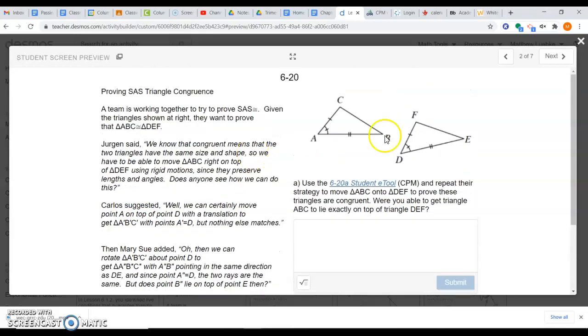Now, when they say a new triangle, it's going to look exactly the same, but we're calling it A prime, B prime, C prime because we performed a transformation. We slid it over, and so really it's a new triangle. It looks the exact same, and so we're calling it A prime, B prime, C prime, and then that new A point, A prime, is going to land exactly on top of D.